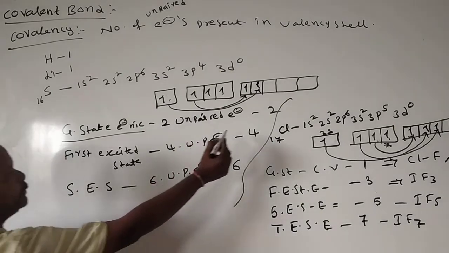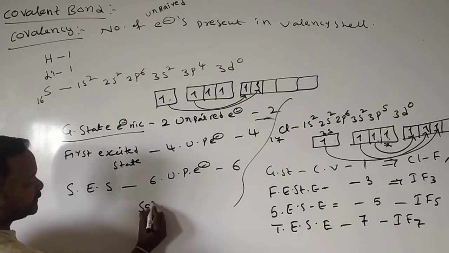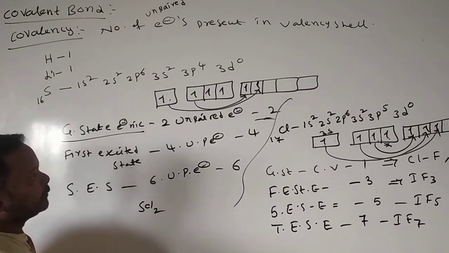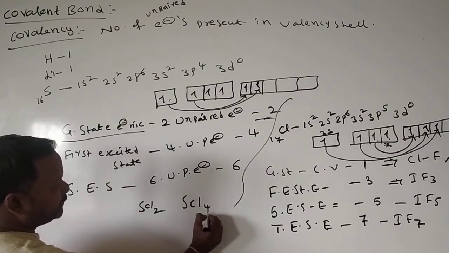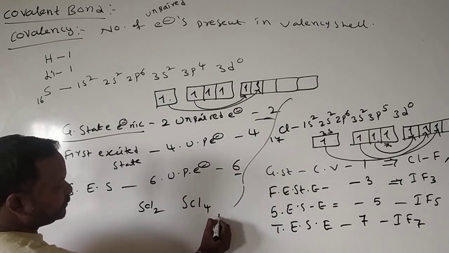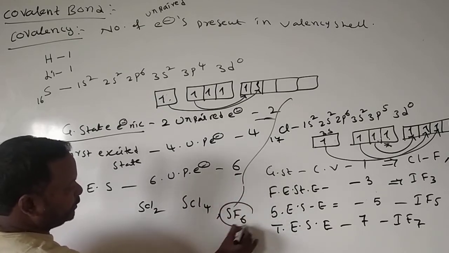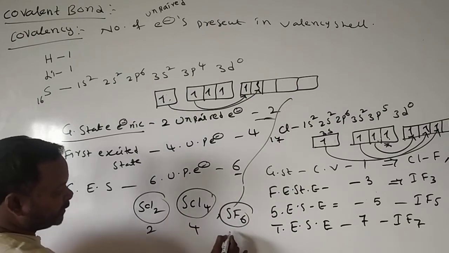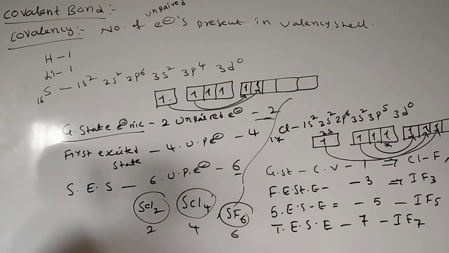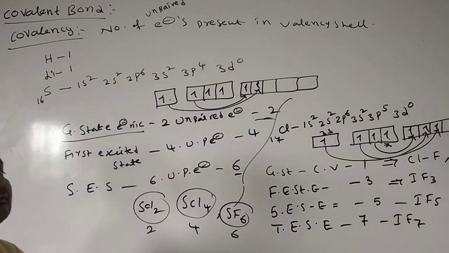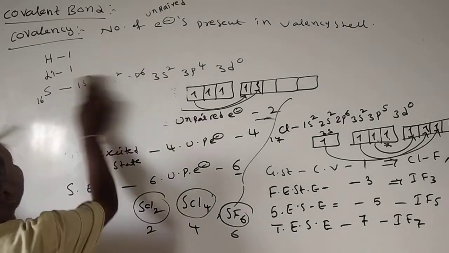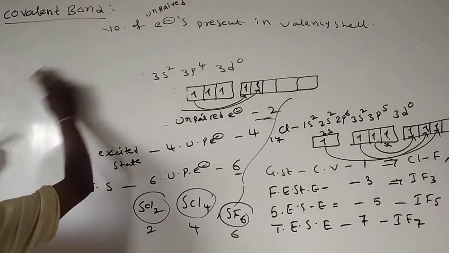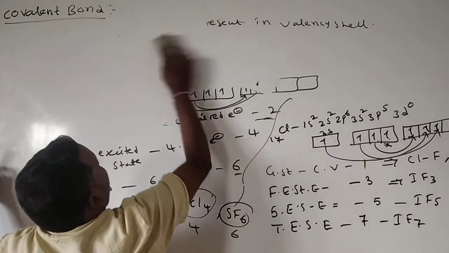See here, 2 unpaired electrons, that means SCl2 is formed. 4 unpaired electrons, SCl4 is formed. 6 unpaired electrons, SF6 is formed. All these show 2 covalency, 4 covalency, 6 covalency. This is just the importance of the covalency. Okay. Next, in continuation, we will see one more important topic: types of covalent bonds.